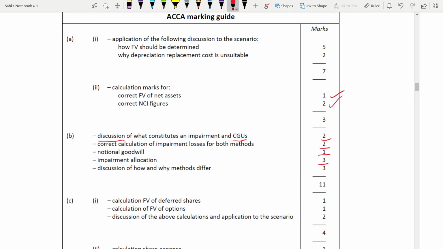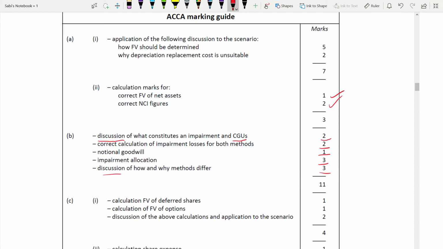And discussion of how and why the methods differ. How and why the methods differ, because one is for the parent, one is for the parent and the NCI. So all those things you're writing and getting 3 marks. So this is how you're getting the 11 marks. Be very strict with it. Please don't take it very lightly. Follow it very strictly. Okay?